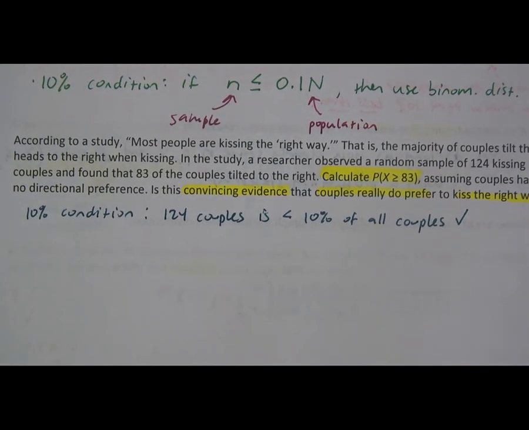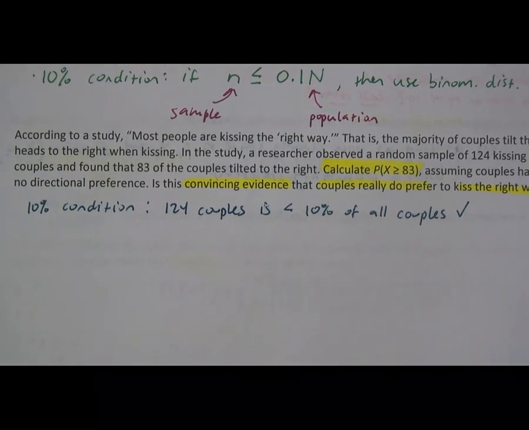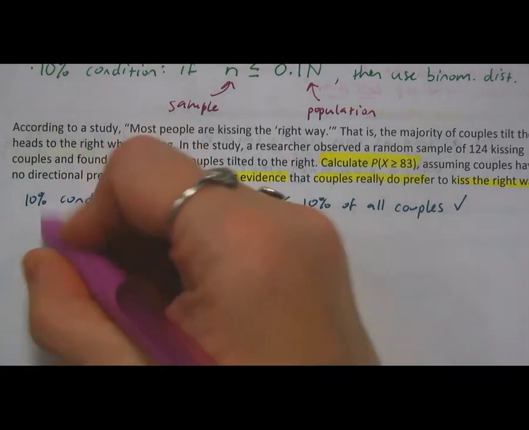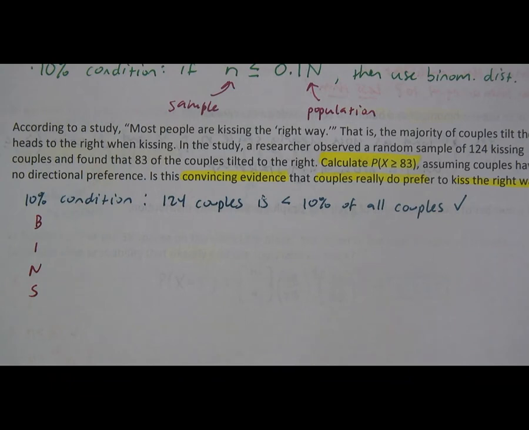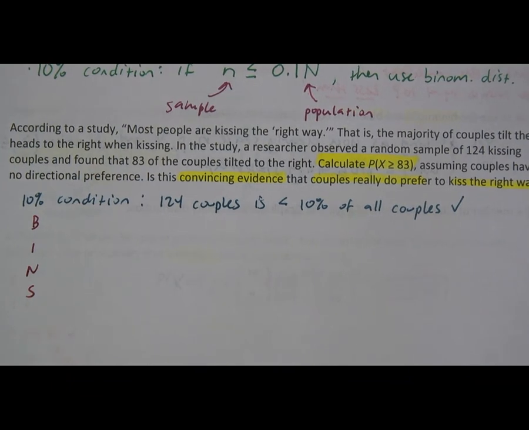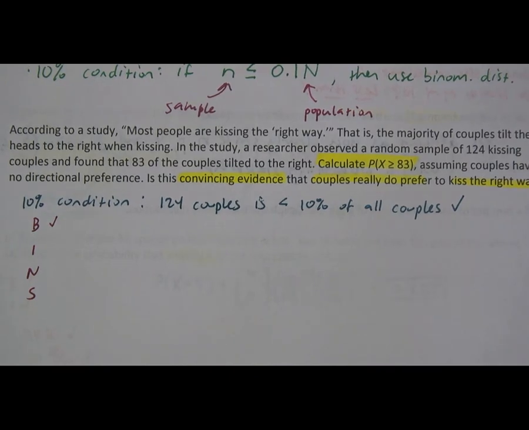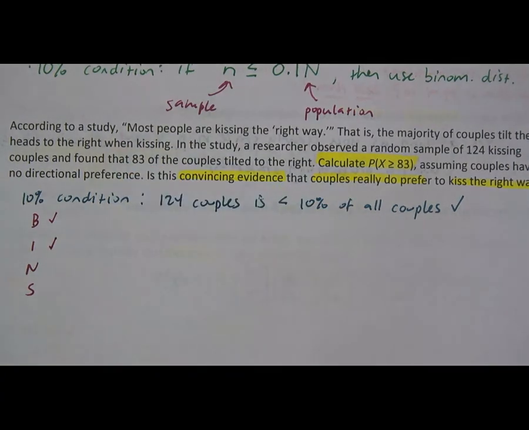Now that's really unnecessary because we didn't sample without replacement, whatever. BINS, we need to check that really quickly. Is this binary? Can we say success or failure? What is going to be success? Tilting your head to the right being kissed. Are each couple's head tilts independent of the next couple's head tilts? Let's hope so.